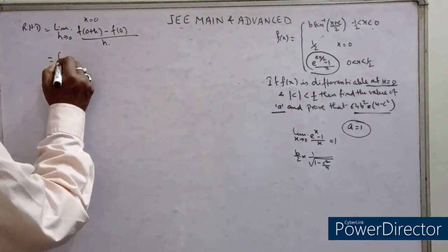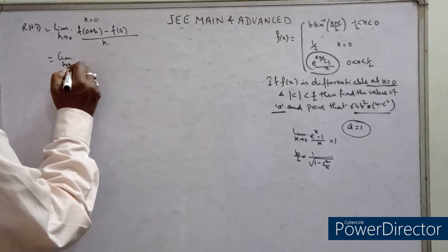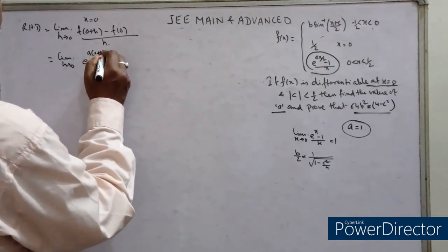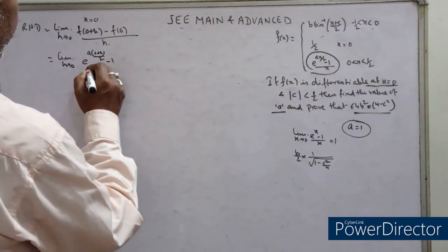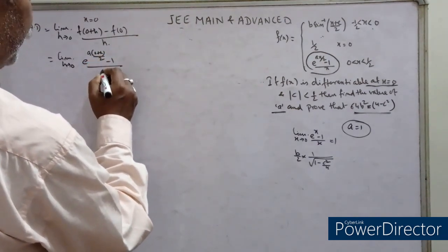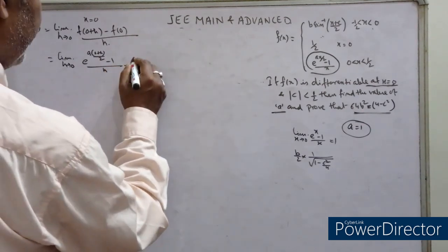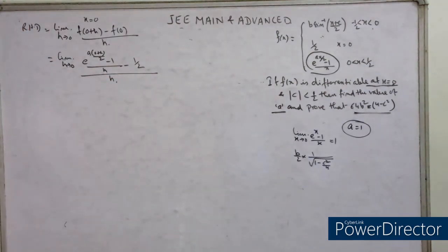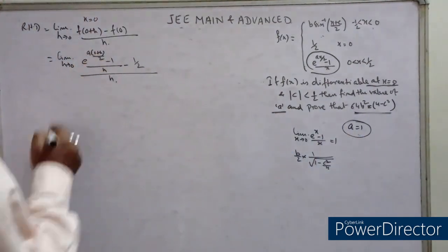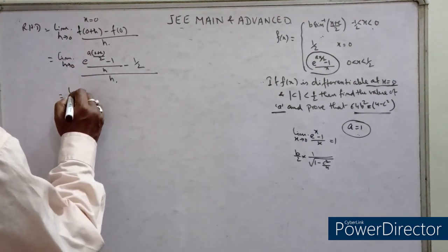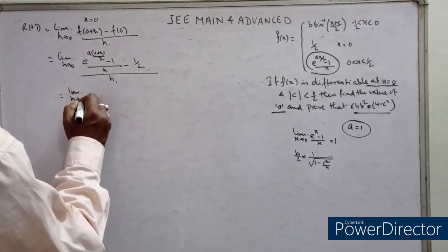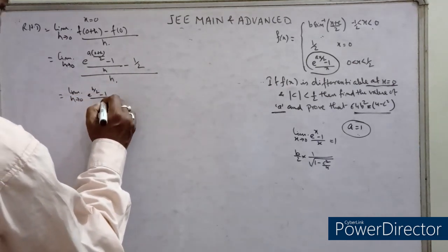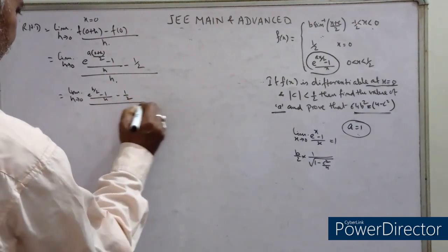So this will be limit h tends to 0, e to the power of a into (0 plus h) by 2 minus 1 by (0 plus h), that is h, minus 0, that is half, and by h. Now you know that the value of a is 1, so I am going to put the value of a here. So this will be limit h tends to 0, e to the power of h by 2 minus 1 by h, minus half by h.